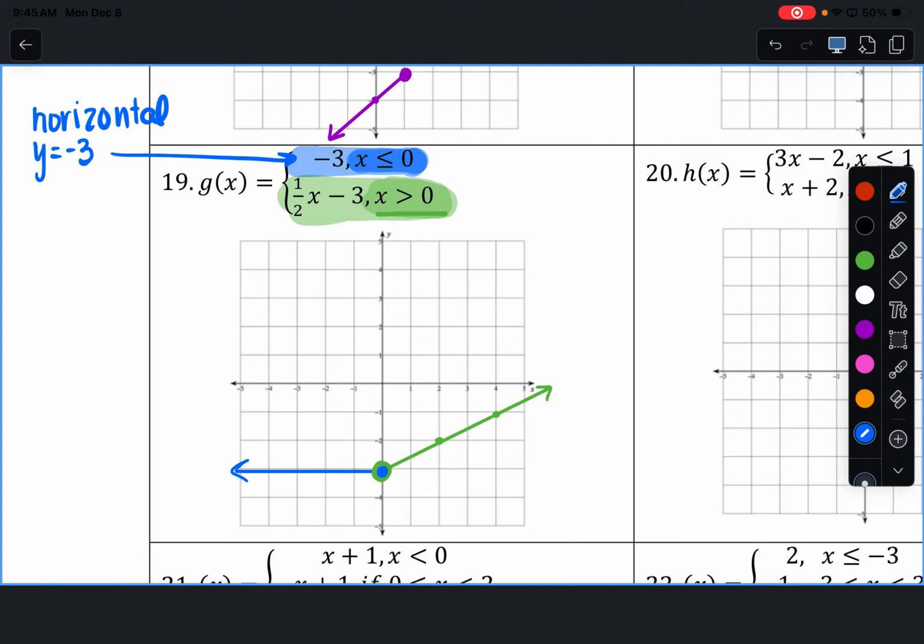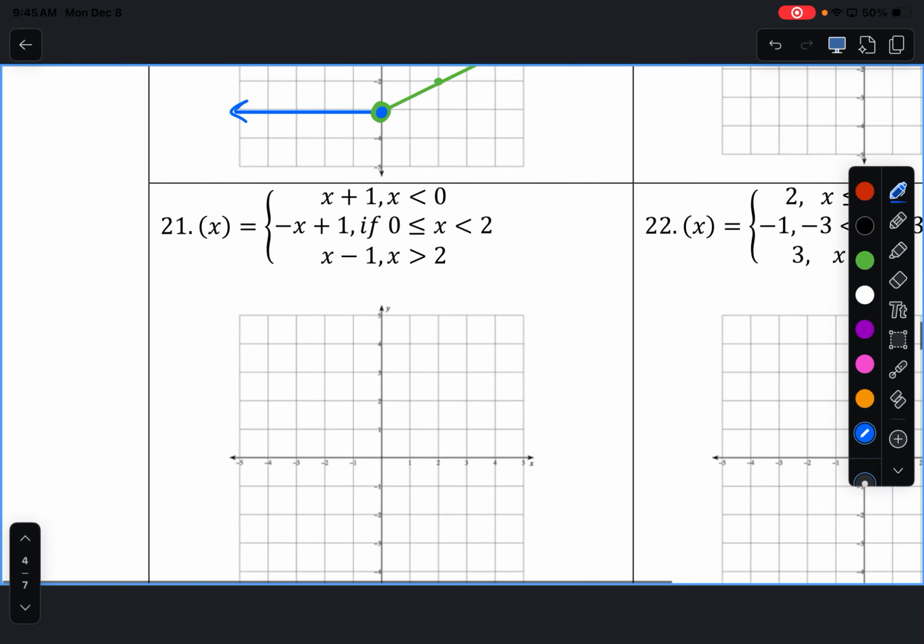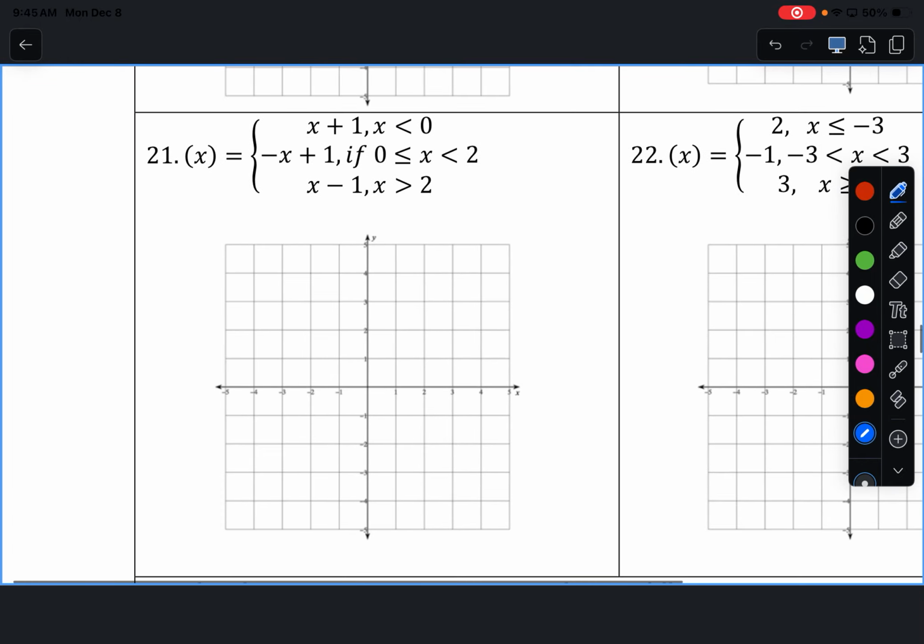Now we're going to look at number 21. 21 is a 3-piece function. It means the same thing, I just wrote it differently. For 21, we have x plus 1 when x is less than 0. What is our y-intercept there? 1. What's our slope? 1 over 1. I have to do x is less than 0.